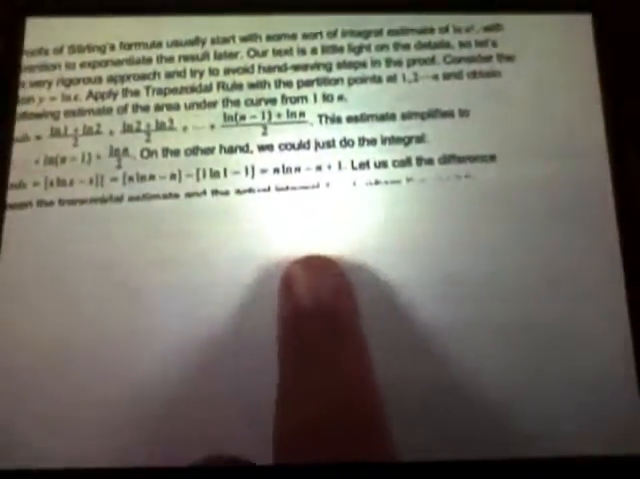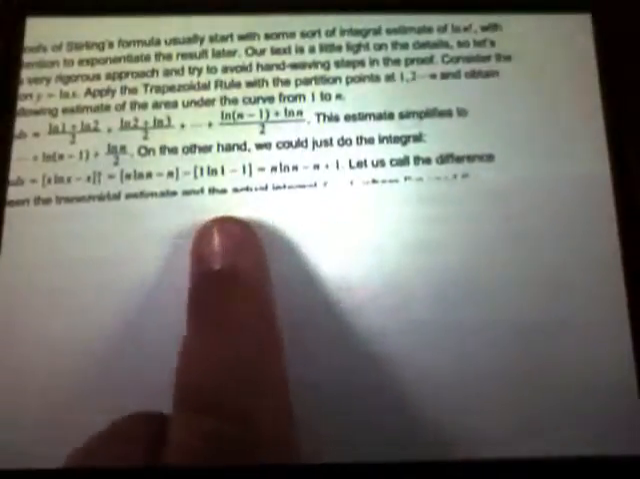And then if you do the integral of natural log x, like we talked about, x ln x minus x, from 1 to n, evaluated is n ln n minus n plus 1. So we call the difference between the trapezoidal estimate and the actual integral delta.